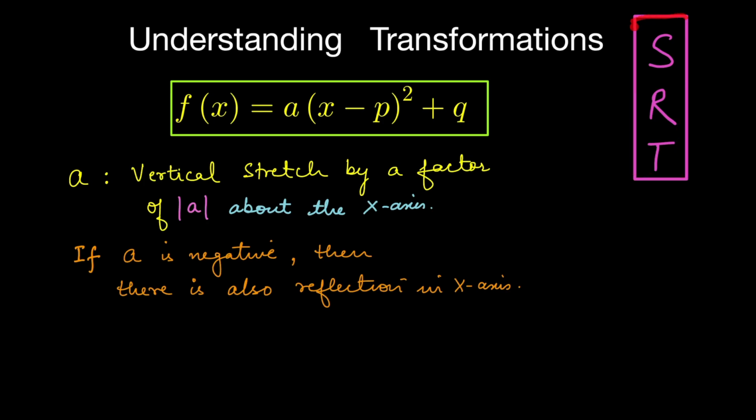So this is very, very important. Always remember, first we will do the stretch. So always the explanation should be in this order. First we will describe the stretch, then we will describe the reflection, if there is any, and then we will describe the translation. So S is the stretch, R is the reflection, and T is the translation. We have here described a, which is the stretch, and now if a is negative, then you will include this statement, but if a is positive, then ignore the statement.